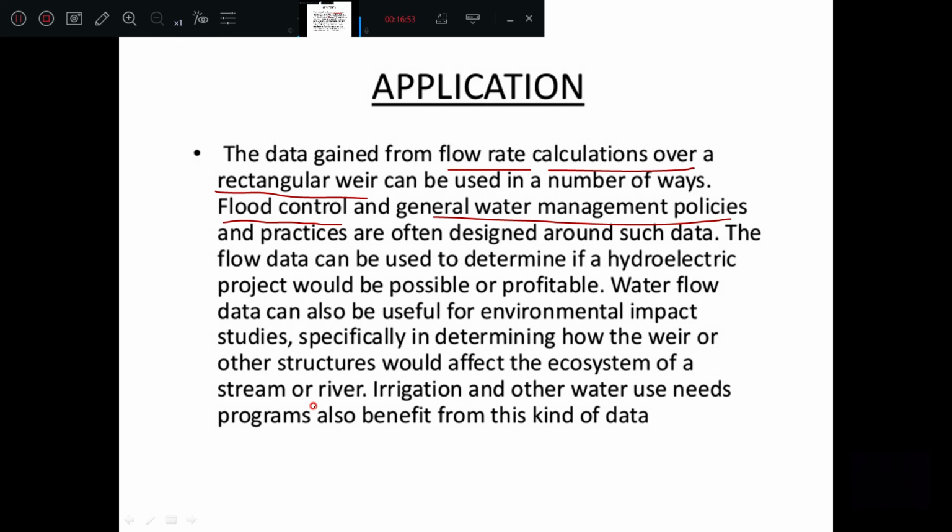By constructing the weir, what would happen to the ecosystem of a stream or a river can be studied from the data gathered from the weir. Irrigation and other water use programs also benefit from this kind of data. So these are some applications of weirs, you can say. Okay, so let us move to the next one.